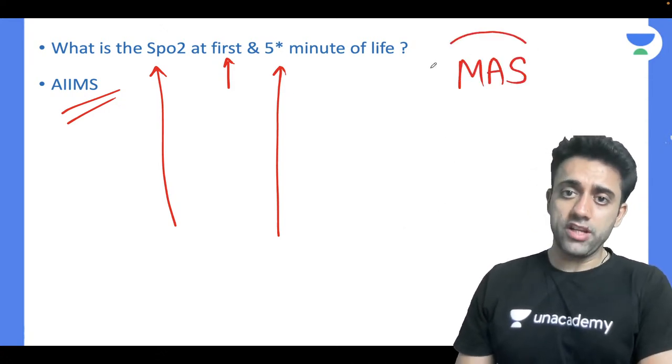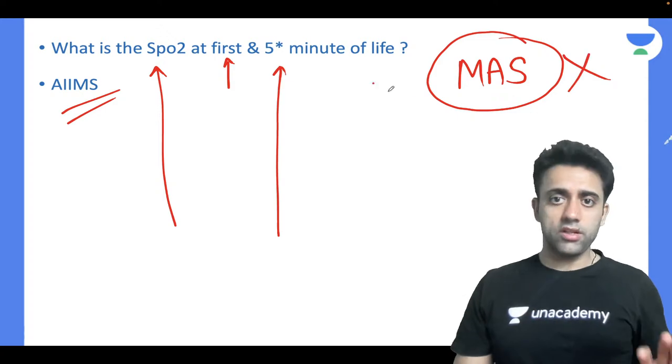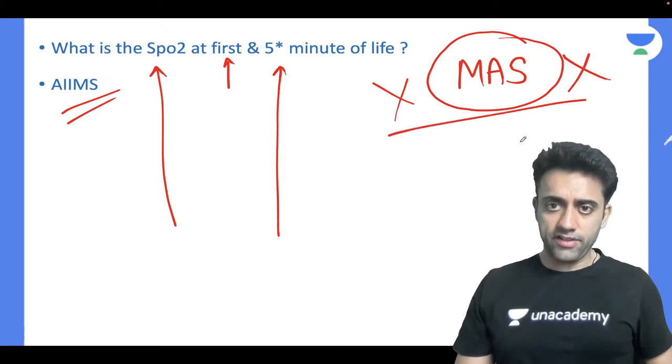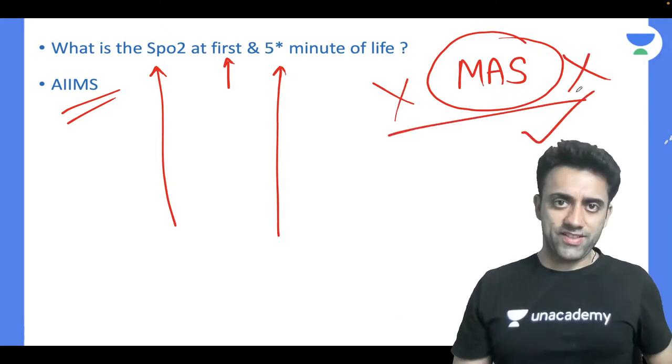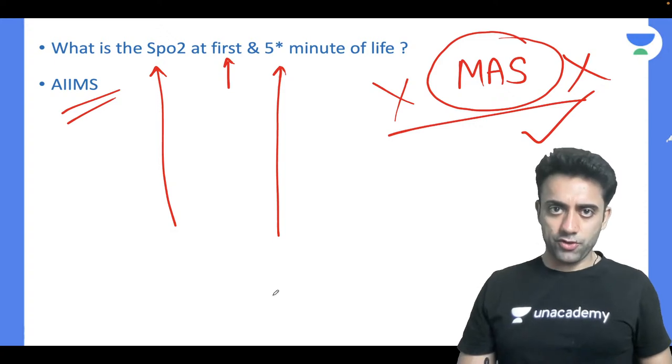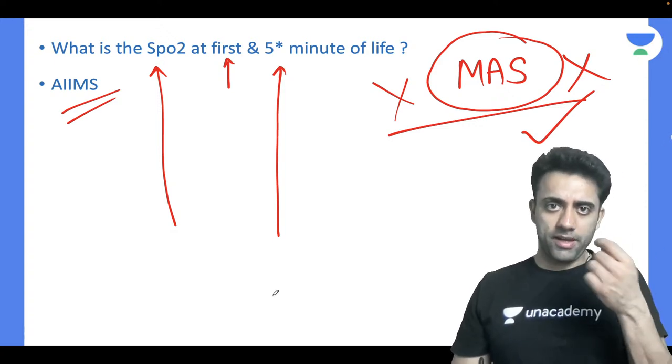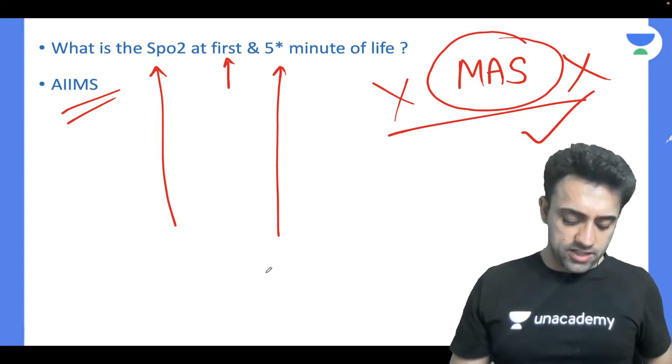Okay, Raccoon says, can we do bag and mask ventilation in meconium aspiration syndrome? Yes, meconium aspiration syndrome is no longer a contraindication of bag and mask ventilation. You can do bag and mask ventilation in meconium aspiration syndrome. Just suction the mouth of the baby and you can do the bag and mask ventilation.